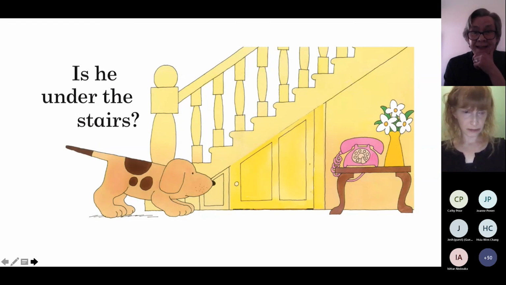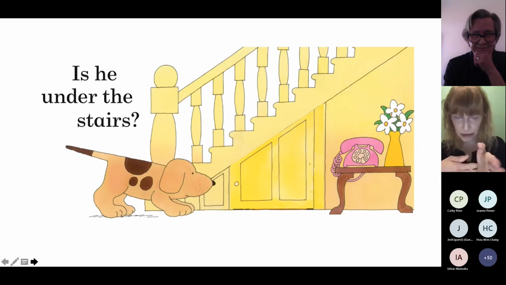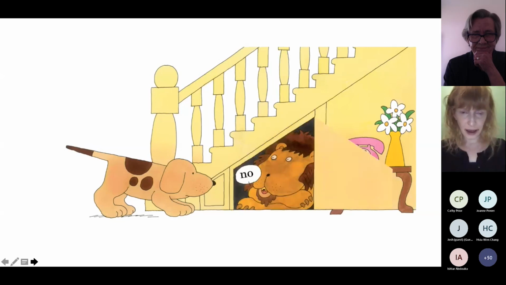I think you might go with under. Yep. This is a lovely book for prepositions, really, isn't it? For all those location words. Absolutely. So we might say, where's Spot? Is he under the stairs? I don't know. Let's have a look. Let's open the door. We would say, oh, no, there's a lion under the stairs.